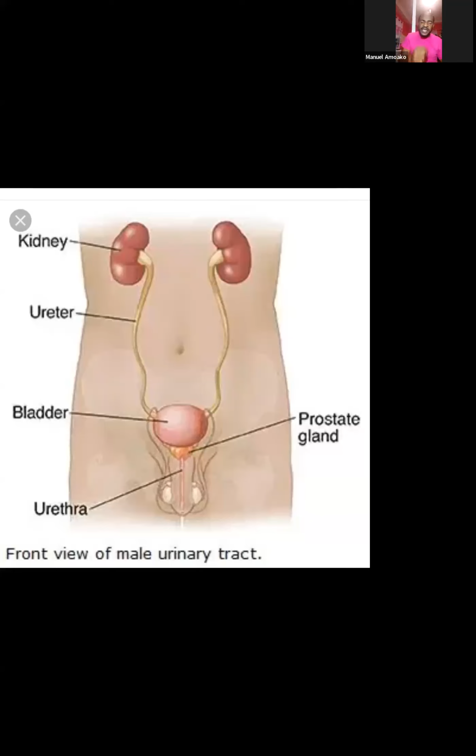So this is the kidney. These two bean-shaped organs, and the two tubes I'm talking about are the ureters. Then after filtration, everything is deposited in our urinary bladder. Then when you feel the urge of urinating, it passes through your urethra.